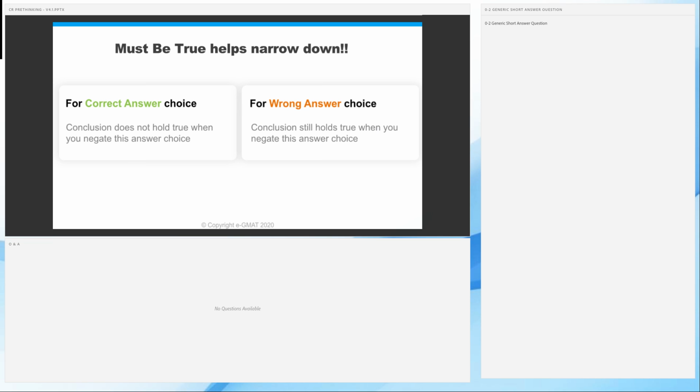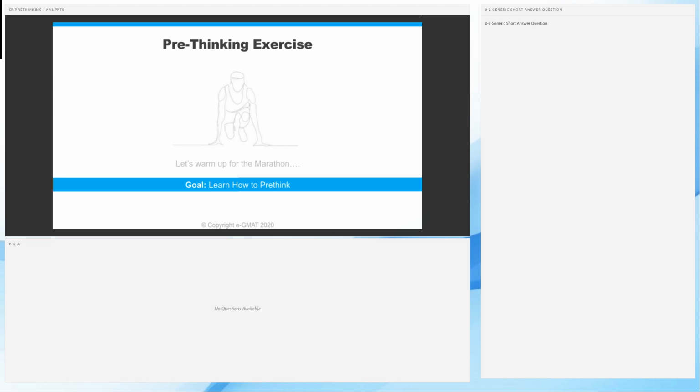Just to keep in mind, if you negate the correct assumption, you're going to find that the negation breaks my conclusion. If you negate the incorrect assumption, you're going to find the conclusion still holds true in the presence of the negated version of the incorrect answer choice. That's the very definition of an assumption: an unstated idea that must be true for the conclusion to hold true.